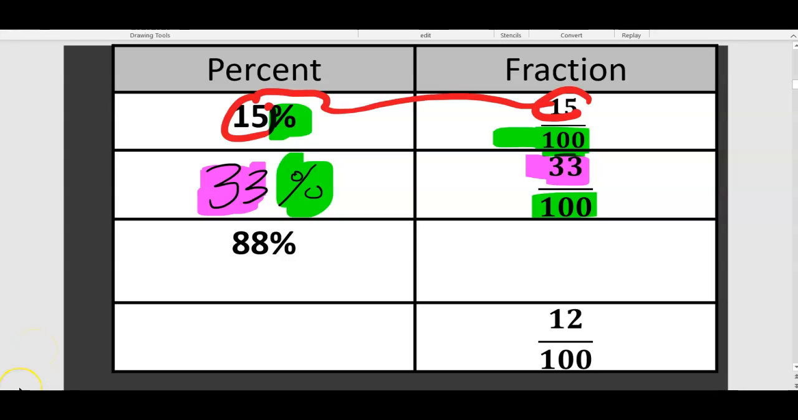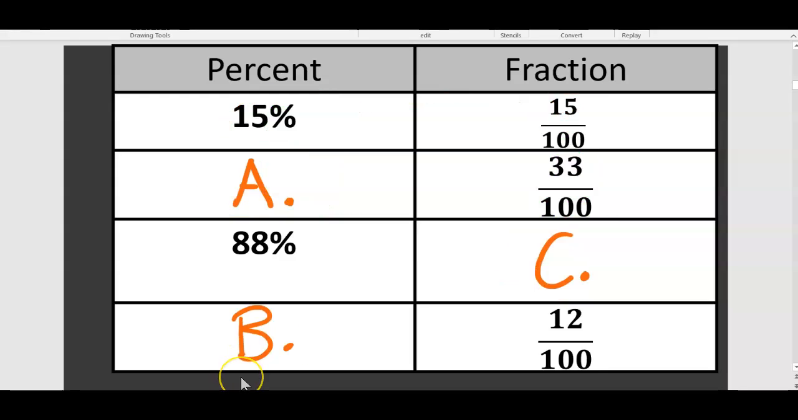Better yet, pause the video and see if you could fill in the other 2 boxes, like what goes here and what goes here. Try it now, try it. All right, let's go. Did you get 80? Boom, let's try again. 88 over 100? Voila. And for this one, did you get 12%? Good job.